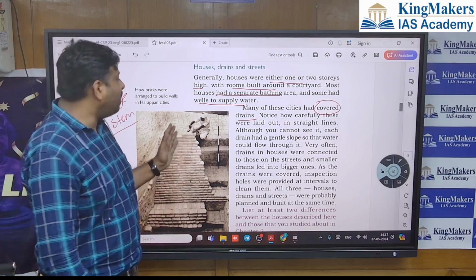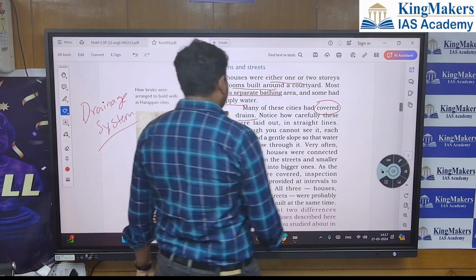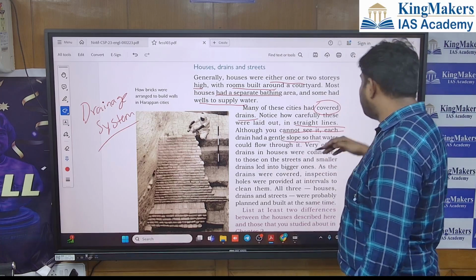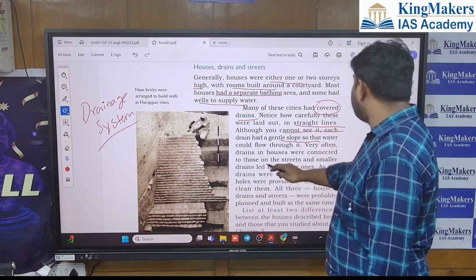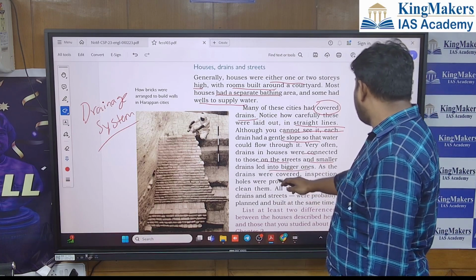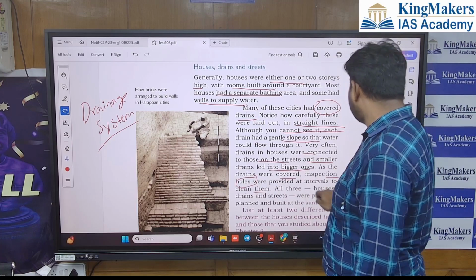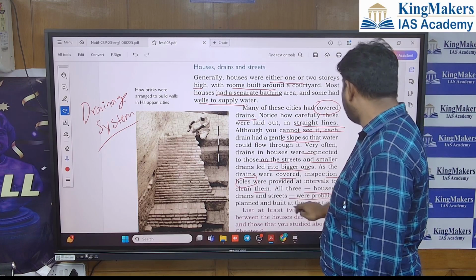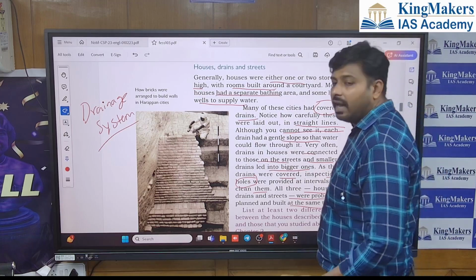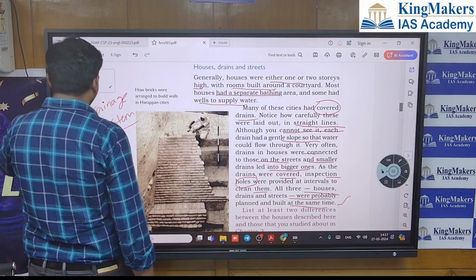So this is another important structure that Harappa is known for: drains, in straight lines. Although you cannot see it, each had a gentle slope so that water will flow. Houses were connected with streets, smaller drains into bigger ones, and covered inspection holes or manholes were provided to clean them. All the houses, drains, and streets were probably planned and built at the same time. So it's a very wonderful architecture. Matlab, they planned, conceived, and executed properly.